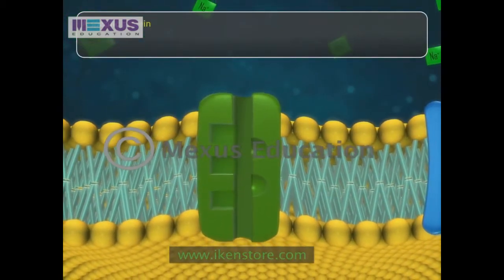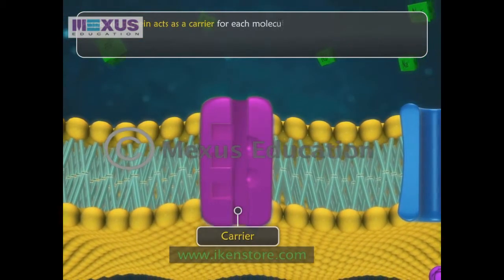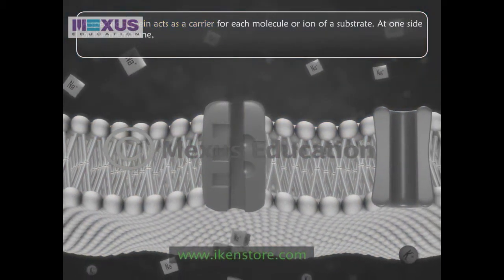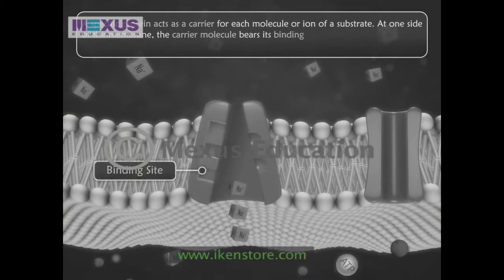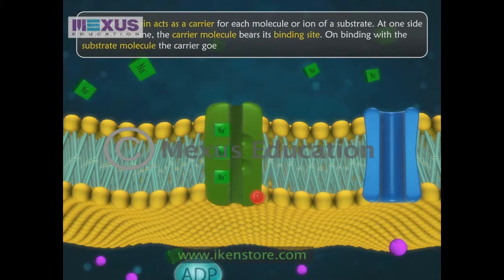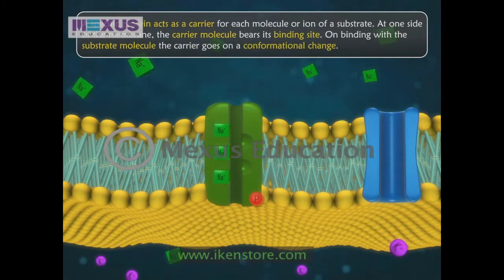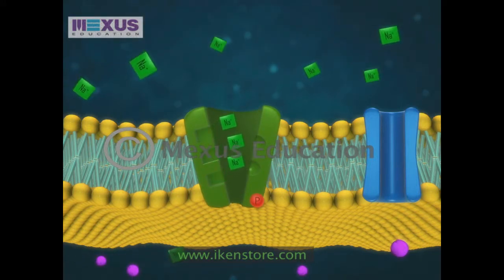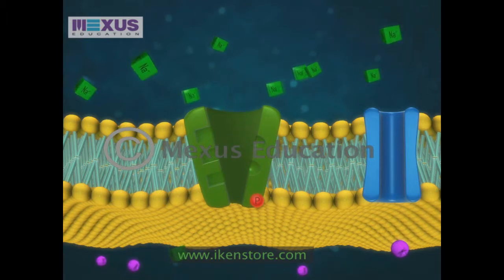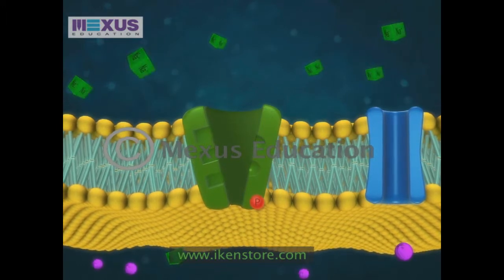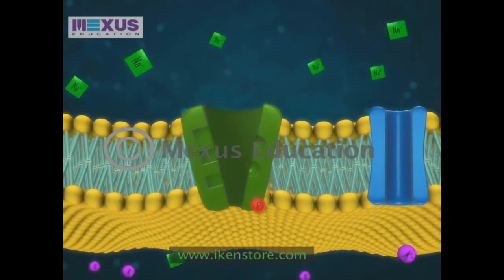A specific protein acts as a carrier for each molecule or ion of a substrate. At one side of the membrane, the carrier molecule bears its binding site. On binding with the substrate molecule, the carrier undergoes a conformational change. This helps in transporting the carrier-bound substrate to the other side of the membrane, where it is freed in an unchanged state. Thus, the substrate molecules travel across the membrane, leaving the carrier molecule in the membrane.